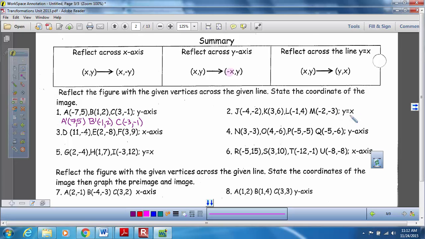Now, let's try y equals x. Remember, if y equals x, our x and y values change. So I would write J prime, K prime, L prime, and M prime. Here, we're going to swap these. So this would be -2, -4. We swap our x and y here. That would give us 6, 3, 4, -1, and -3, -2.